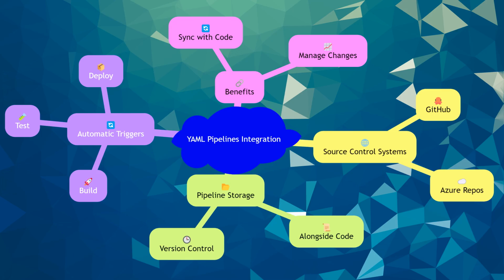YAML pipelines can be integrated with source control systems such as GitHub and Azure Repos. This allows you to store your pipeline definitions alongside your code, making it easy to version and manage changes. When a change is pushed to your repository, the pipeline can be automatically triggered to build, test, and deploy your application. This integration helps ensure that your pipeline is always in sync with your code.